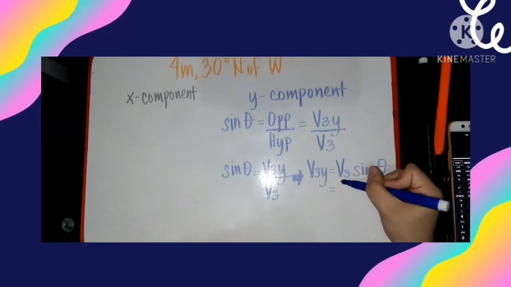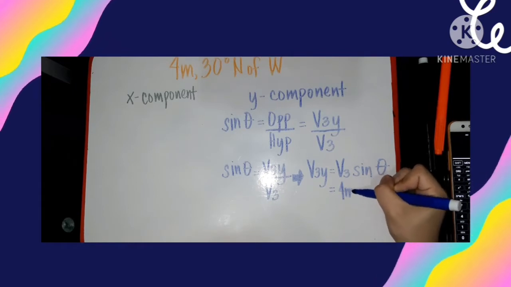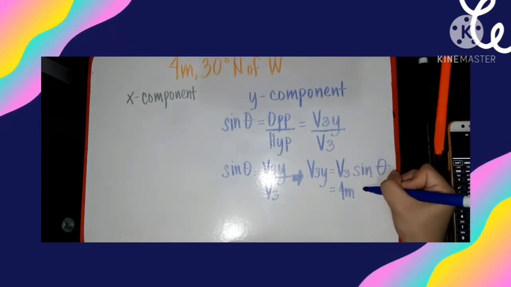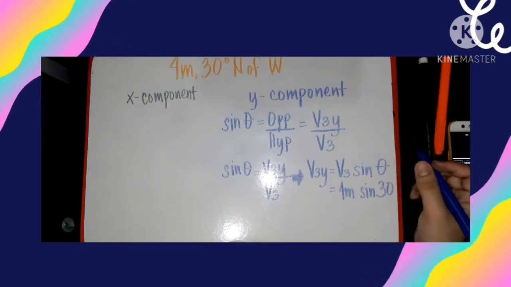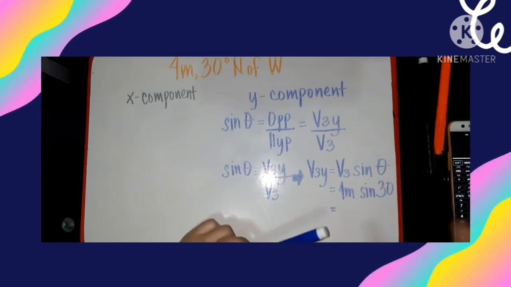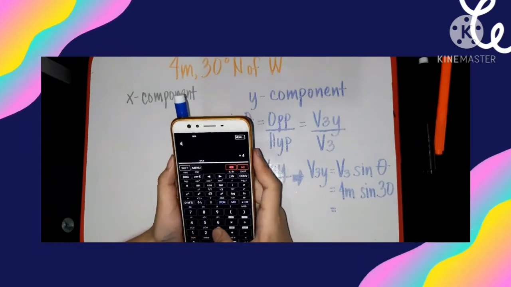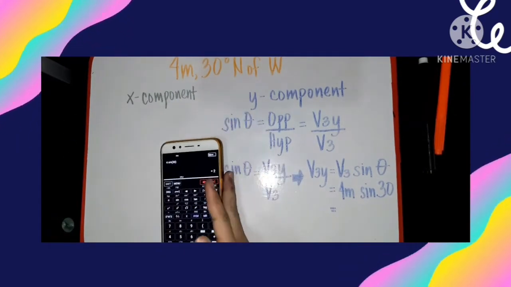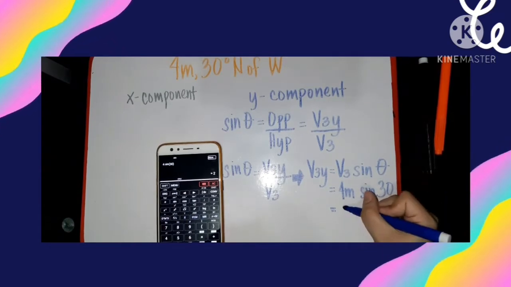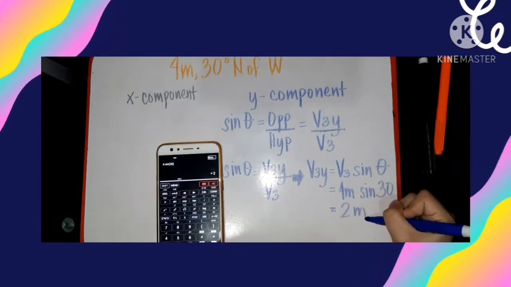Our V3 is 4 meters sin 30. We will use calculator. 4 sin 30 is equal to 2 meters.